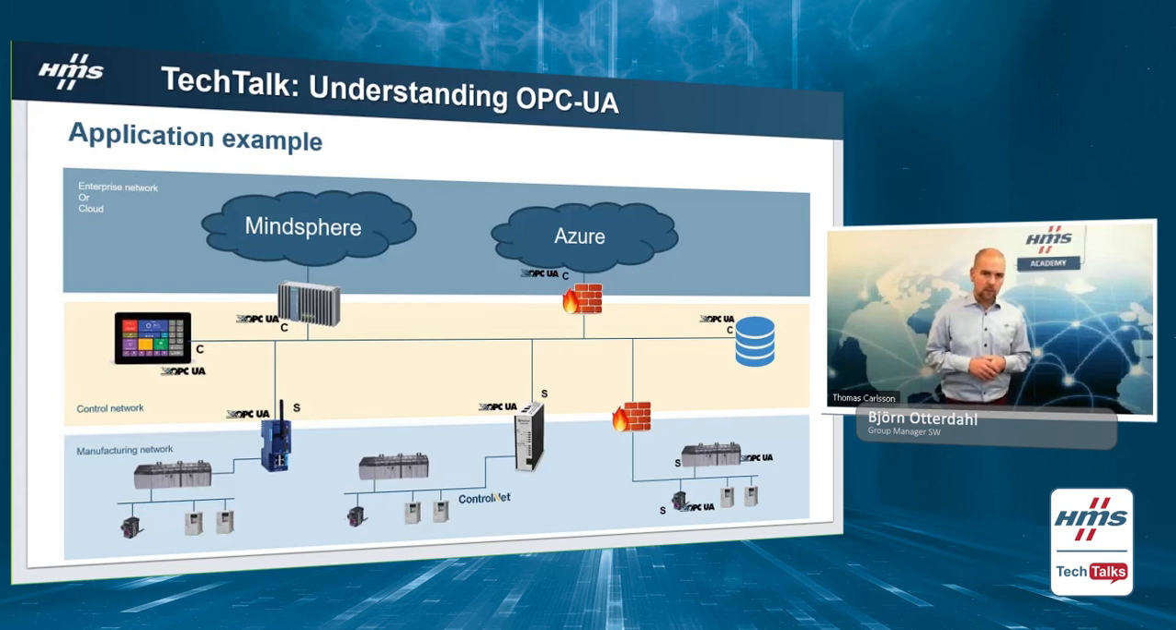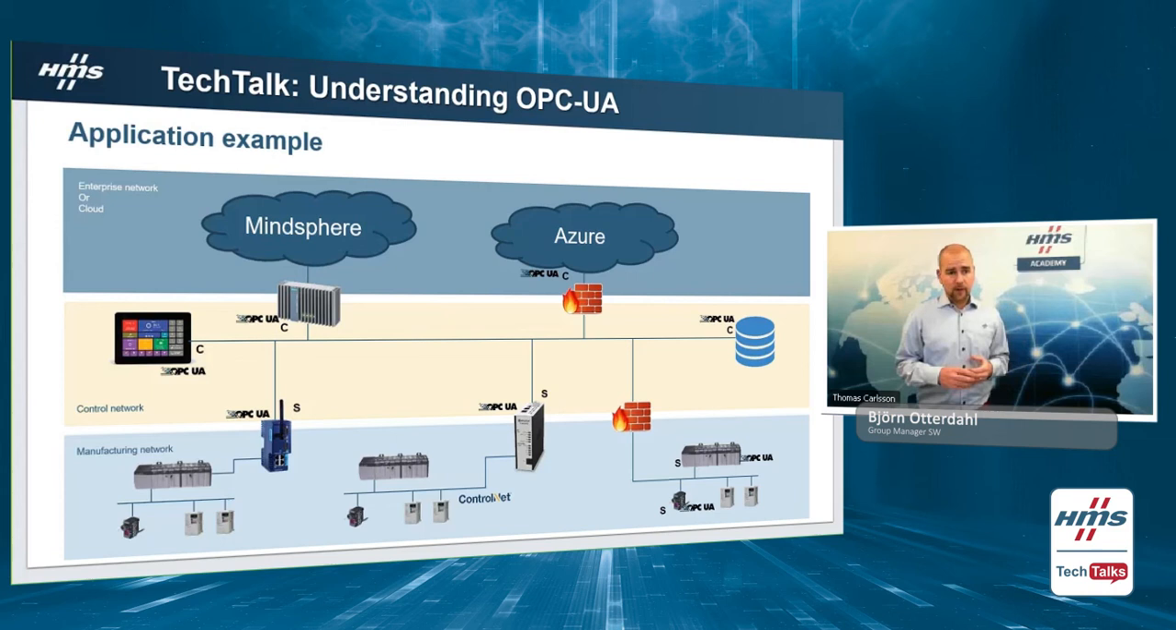On the lower right, we have a system where we have devices which natively talk OPC UA. So the PLC in this example has OPC UA implemented natively, so it can talk OPC UA directly. There is also a motor drive here that has that capability.